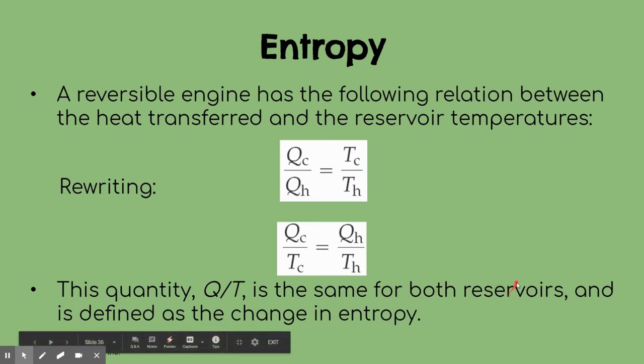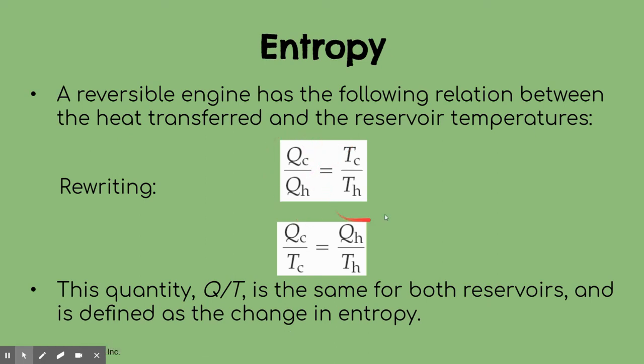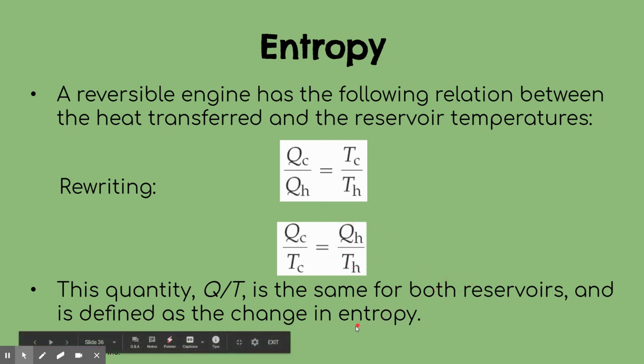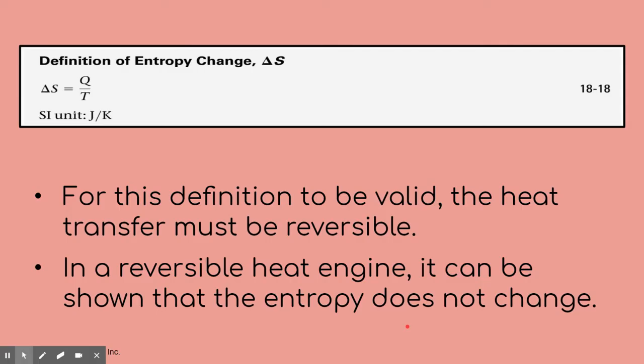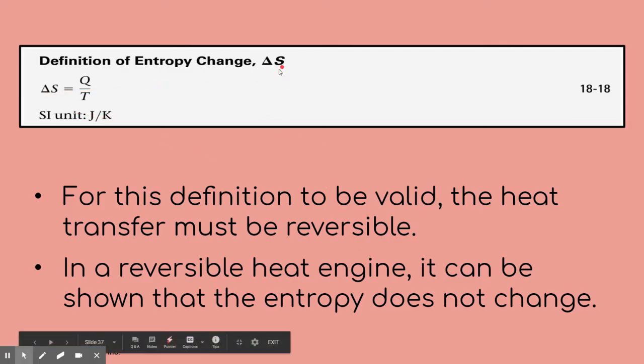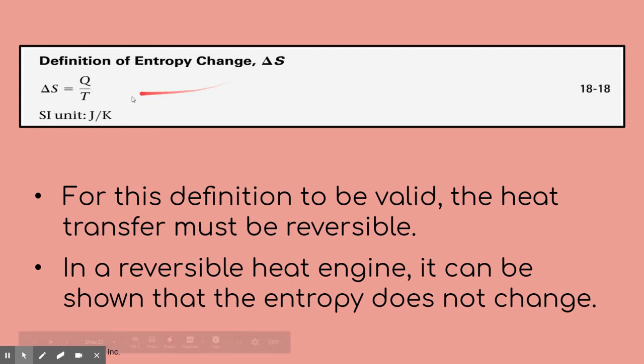So the transferred heat and the reservoir temperature. So here's the heat that's transferred between the hot and the cold reservoirs, and here is the temperature of the hot and the cold reservoirs. If we rearrange this equation to put the cold temperature's information on one side and the hot temperature information on the other, we see this quantity called Q divided by T. And that actually has a name. It is entropy. And entropy is shown with the symbol capital S. So delta S is the change in entropy, and it is just equal to Q divided by T, which the units are joules per Kelvin.